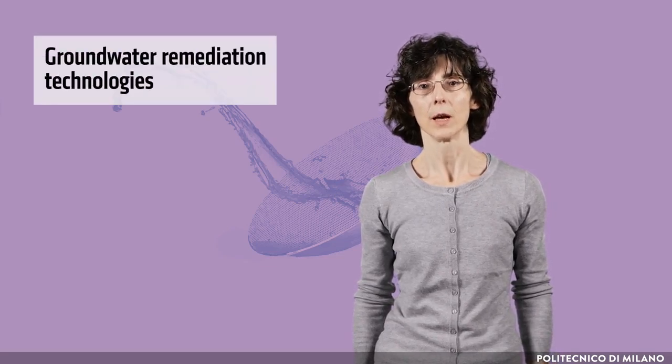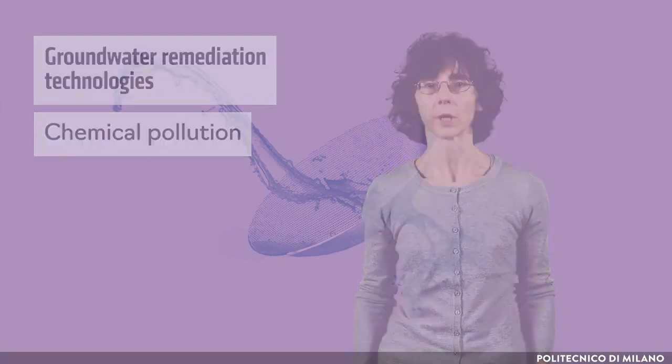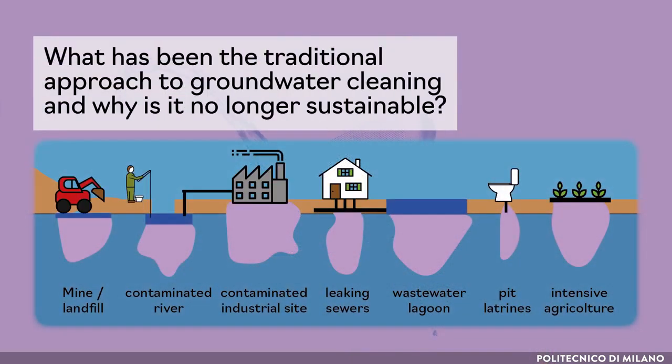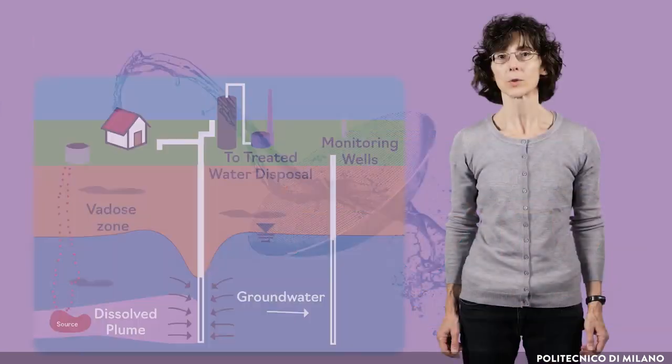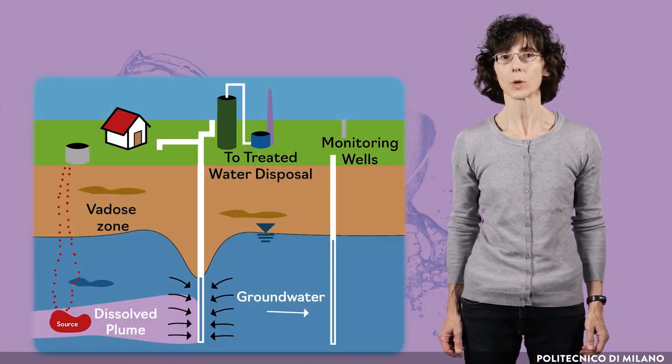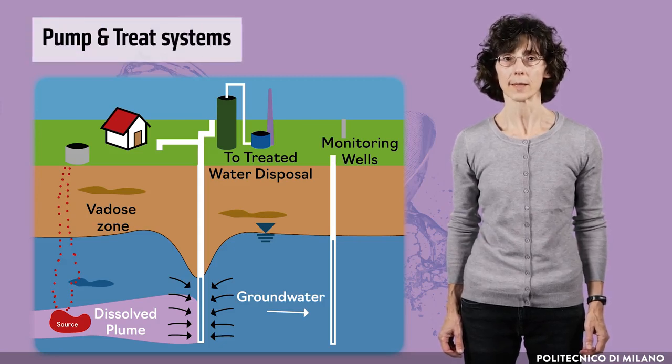In this lesson, you will get some basic knowledge about the trends in groundwater remediation technologies, focusing on chemical pollution. Traditionally, the remediation of groundwater polluted by chemical compounds has been carried out using pumping systems combined with water treatment plants located on site at ground surface, the so-called pump and treat systems.